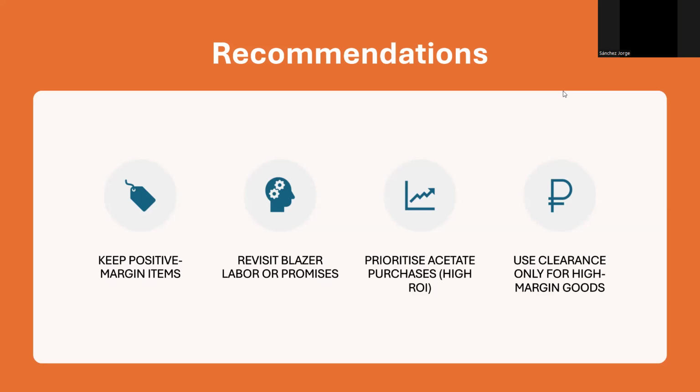For number three, acetate is the most valuable material in the model. If more can be sourced at a reasonable cost, we must do it, because the return is worth it. And finally, number four, use clearance sales only for items that remain profitable, even at a discount. In our case, that meant only the cashmere sweaters.